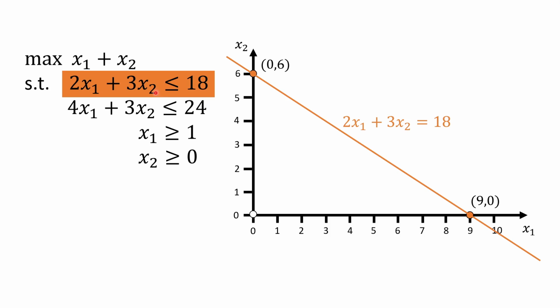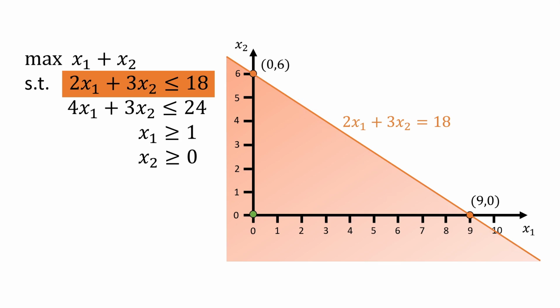And in this case, it does, because 2 times 0 plus 3 times 0 is 0, and this is clearly less or equal than 18. So therefore, you know that this point satisfies your inequality, and therefore you know that all the points that satisfy the inequality are all the points here, right underneath your line.